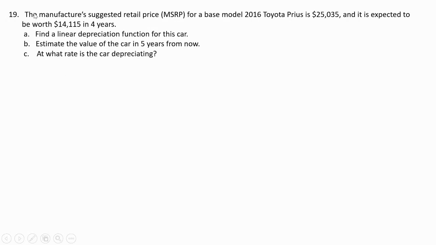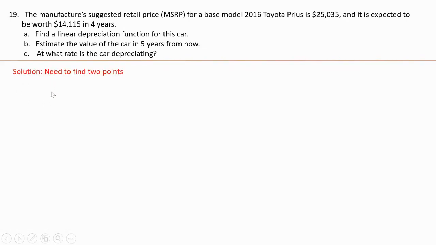Okay, so in this case, it says a manufacturer's suggested retail price, which is called the MSRP, for a base model 2016 Toyota Prius, is $25,035. And it is expected to be worth $14,115 in 4 years. So here, guys, we have three questions that they're asking. For A, find a linear depreciation function for this car. B, estimate the value of the car in 5 years from now. And C, at what rate is the car depreciating? Okay, solution.